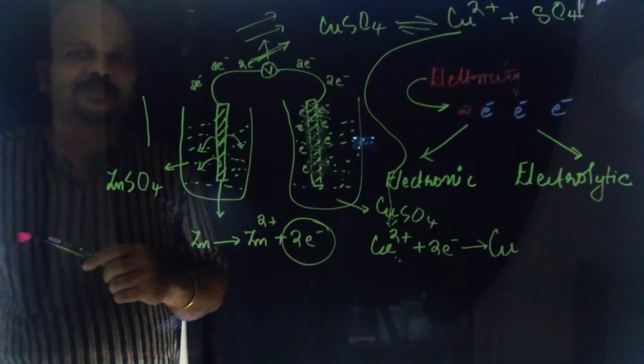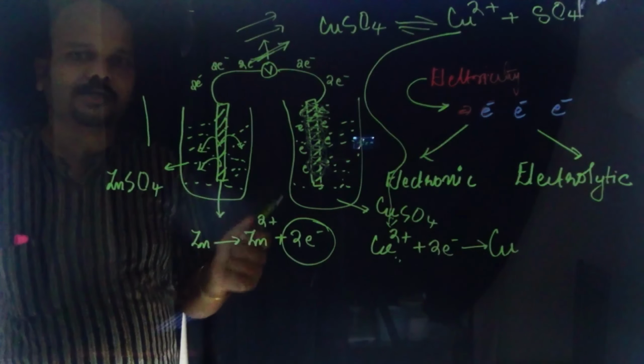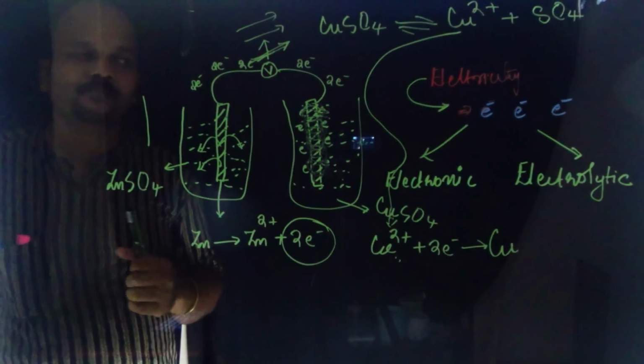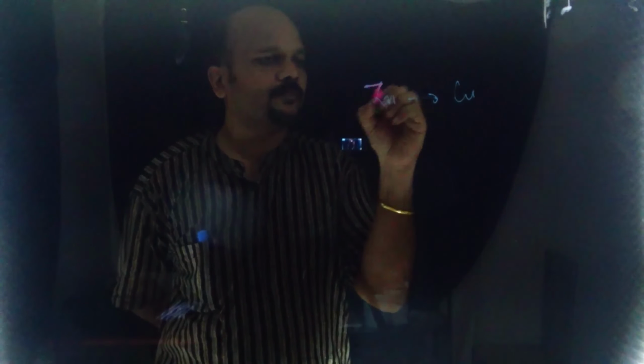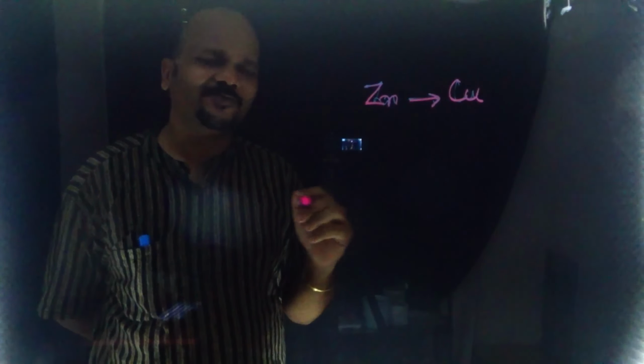Let's see more examples and more illustrations now. In the presence of copper, we may get a question: instead of zinc, can we use any other metal? Instead of copper, can we use any other metal? Whether the flow of electrons is the same or is going to be different. So some questions may come up, right?